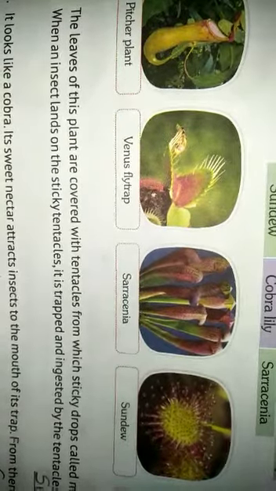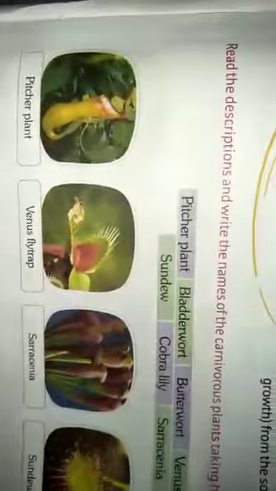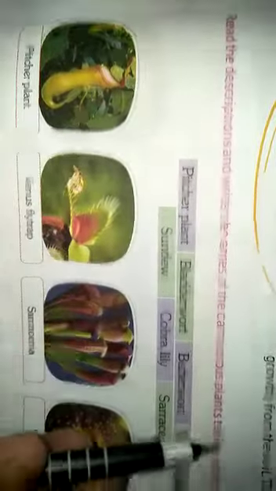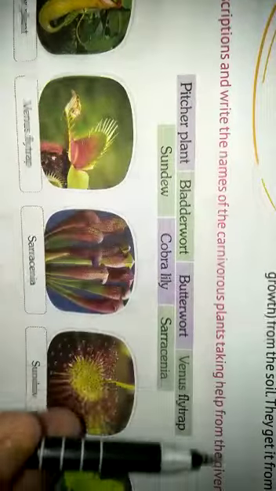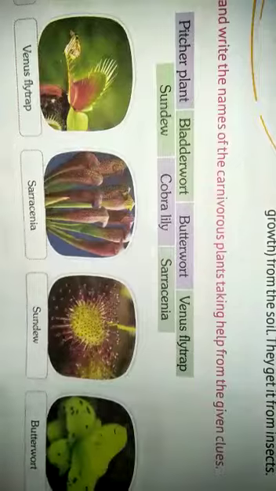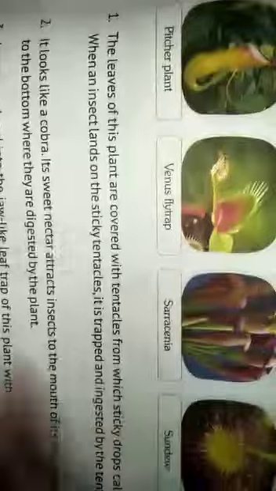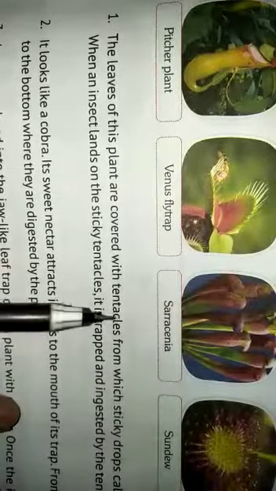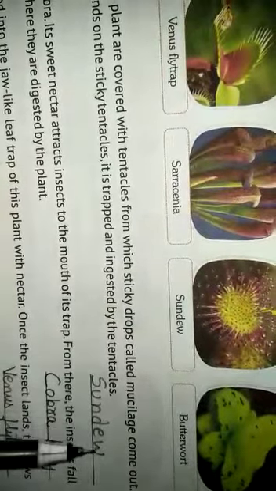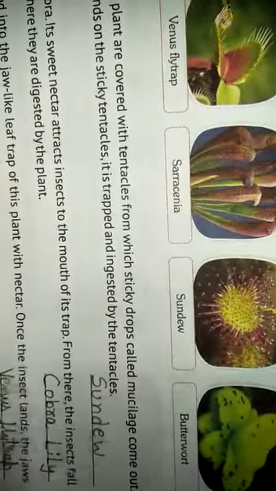Okay. So in this particular exercise, what we need to do is read the description and write the names of the carnivorous plants, taking help from the given clues. These are the clues provided to us, children, and below are the descriptions. On the basis of these descriptions, we need to write the name of that particular carnivorous plant. So let's move on with question number 1.